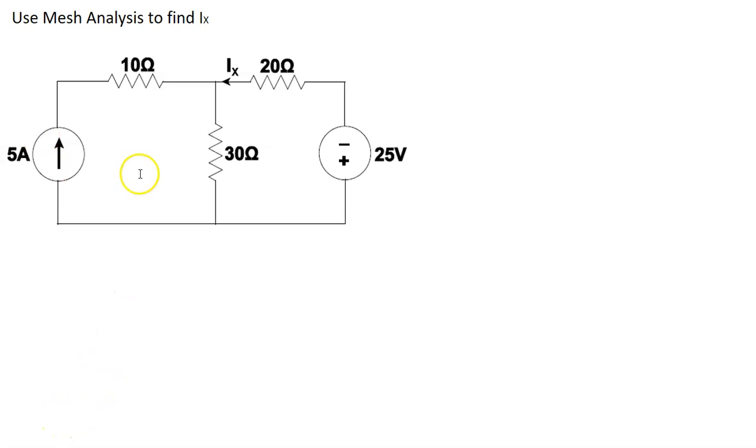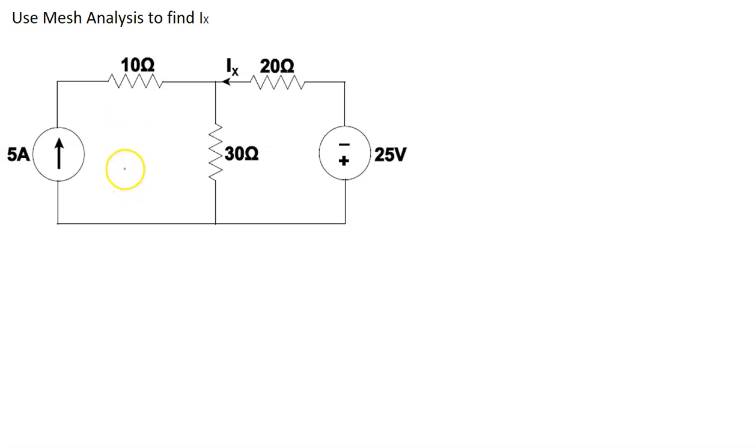So if we apply mesh analysis to this circuit, we should identify that there's two meshes. This loop here on the left contains the 5 amp current source, the 10 ohm resistor, and the 30 ohm resistor. This loop here on the right contains the 30 ohm resistor, the 20 ohm resistor, and the 25 volt source. So two meshes. Remember, the outside loop is not a mesh because it contains other meshes. And so two meshes.